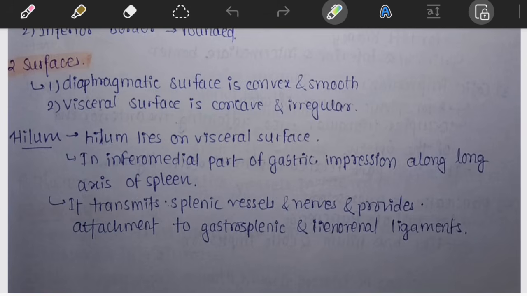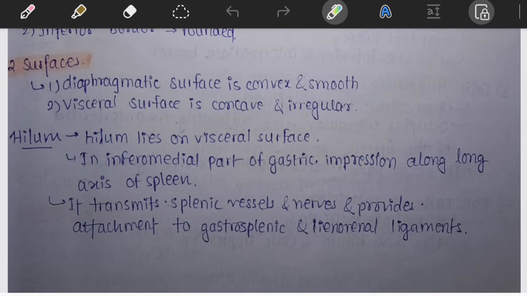The hilum transmits the splenic vessels and splenic nerves and provides the attachment for the spleen, gastrosplenic and splenorenal ligaments. It lies in the inferomedial part of the gastric impression and along the long axis of the spleen. So, if someone asks you where is the hilum of the spleen, don't just answer visceral surface. Think visceral surface, gastric impression, and inferomedial part along long axis.